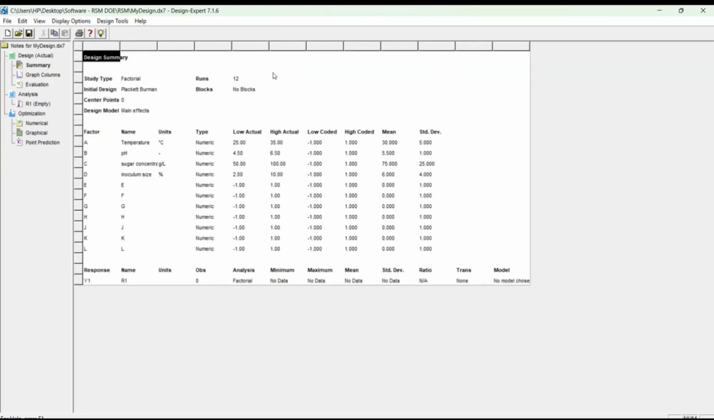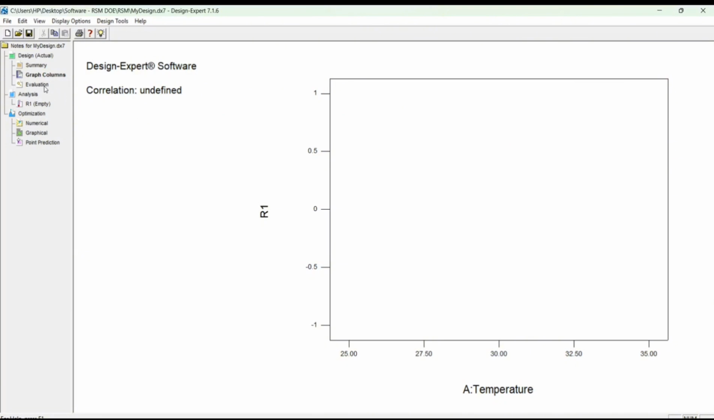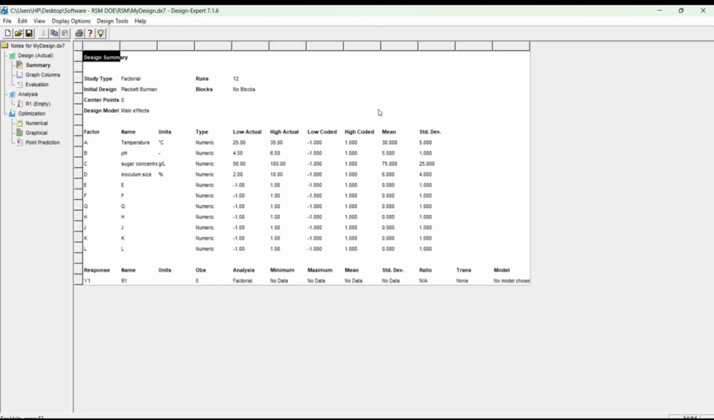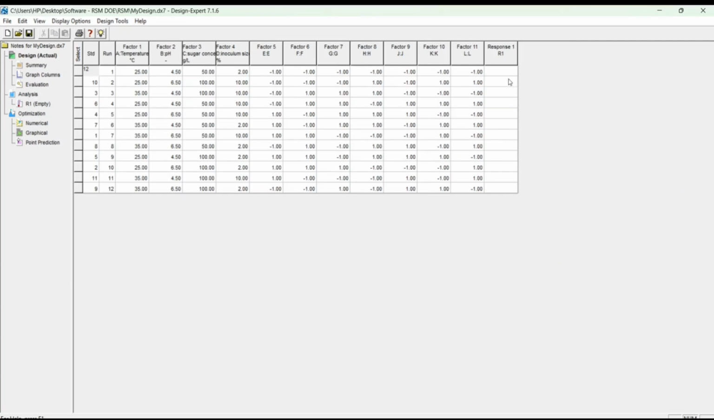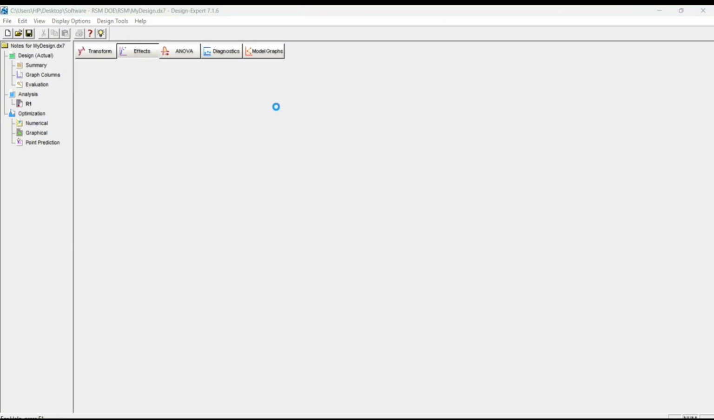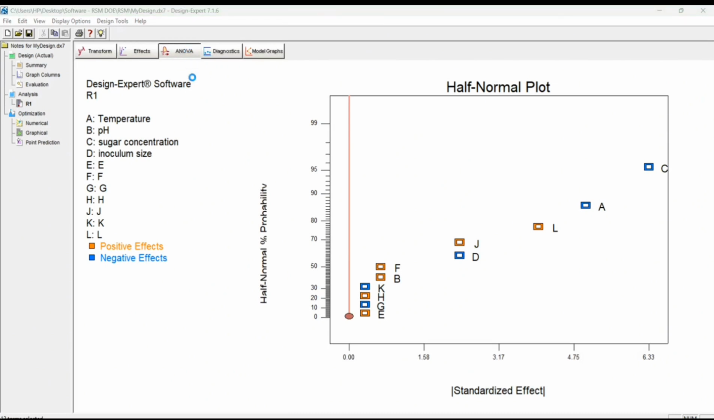Then we go for summary here. We look at the graph console, the data here. We go for inflation. We go back to the design or actual design. We input the data for response. Then we go for analyze. We go to the effect. And then we choose all of the graphs there. Then we go to ANOVA.